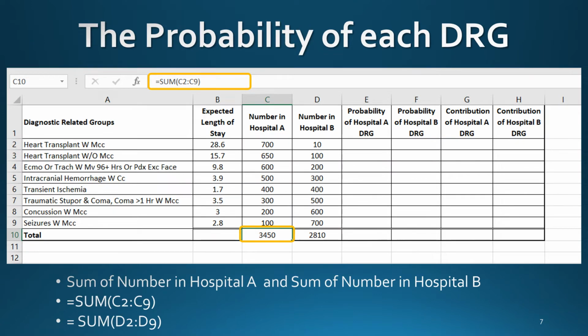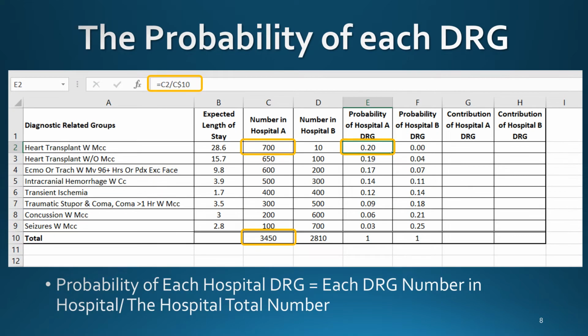So the next step is to calculate the probability of each DRG. Before we do so, we need to know the sum of the numbers in each hospital. So here are the formulas. For example, for the number in Hospital A, the sum is equal to SUM of C2 to C9. After we have the sum of the numbers in each hospital, we will be able to calculate the probability of each hospital's DRG.